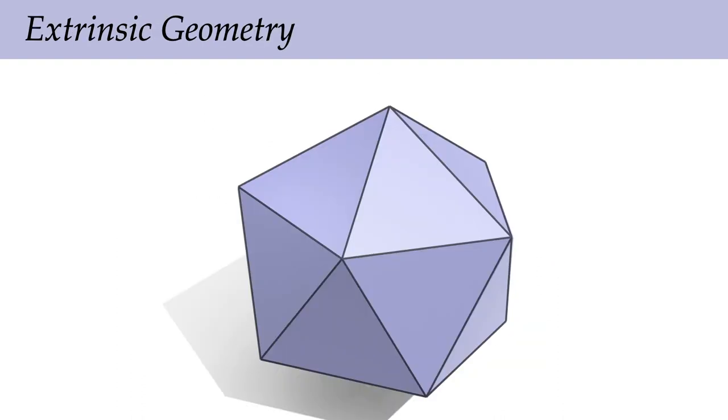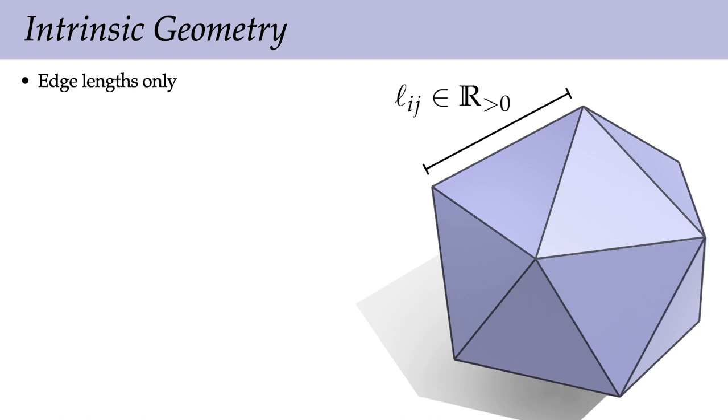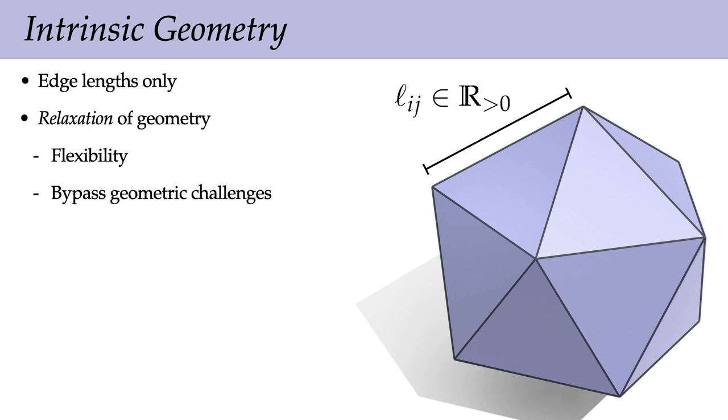The extrinsic geometry of a triangle mesh can be specified by providing positions in R3 for each of its vertices. This is the standard way of thinking about mesh geometry, and for good reason. It's very intuitive and easy to work with. However, in this course, we take the alternative intrinsic perspective, which encodes the geometry of a mesh using only its edge lengths.